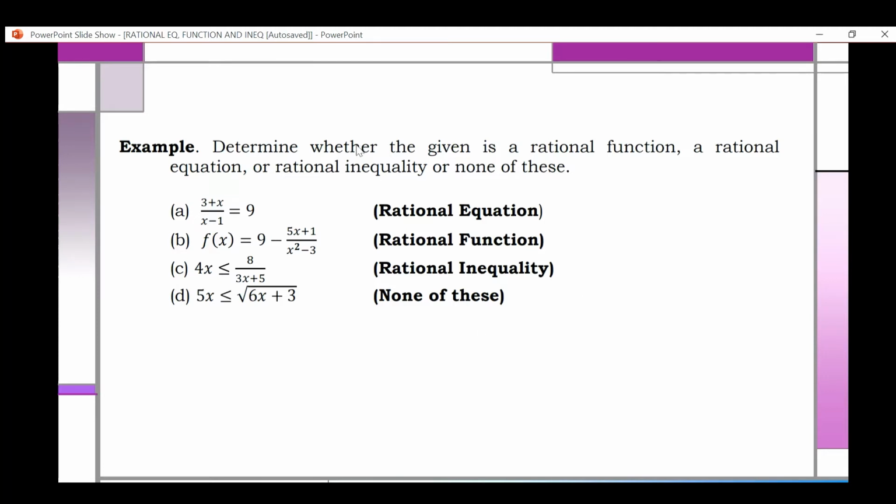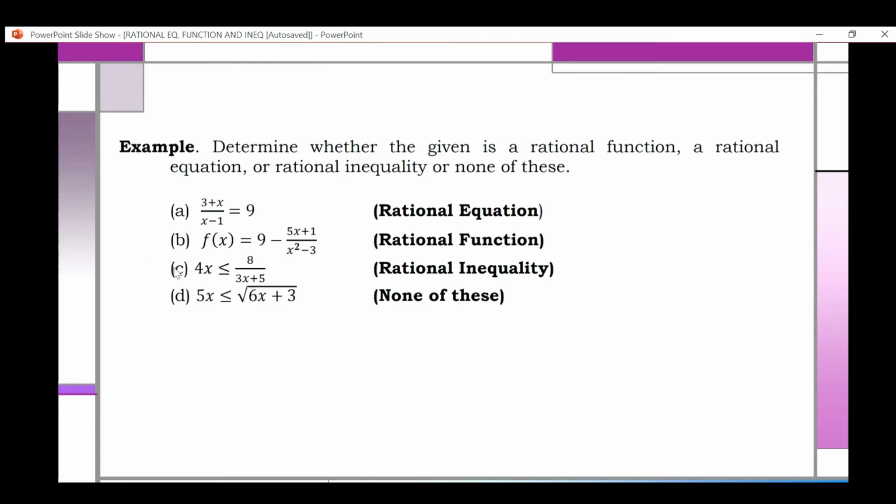So, tingnan natin dito. So, dito class, mapapansin natin, sa letter A, the usage of equal sign. So, in letter A, that is a rational equation. And then for letter B, we have here a rational expression, and then we have here the notation of function. So, letter B is a rational function.